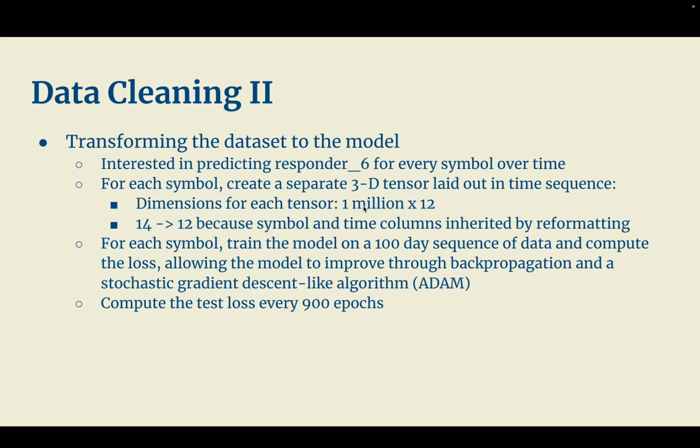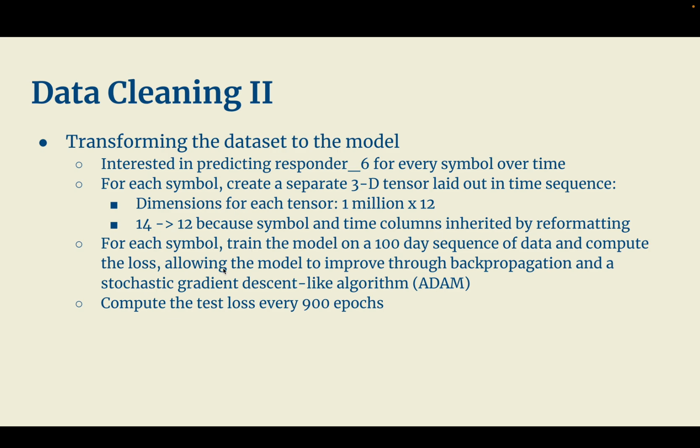The dimensions for each tensor are 1 million because there are a million rows, and then 12 because that is the number of interesting variables that I care about. The reason it's 12 is because the symbol and time columns are inherited by the reformatting. And then for each symbol, I'm training the model on a hyperparameter, so this is 100, a 100-day sequence of data, so the length of my input is 100. I put a 100-length input into the model each time that I train it. So this is just a hyperparameter.